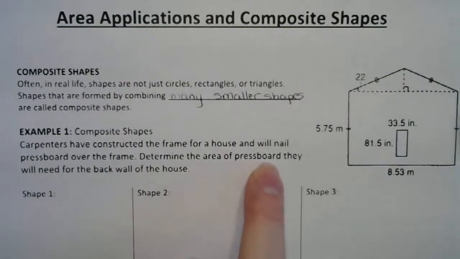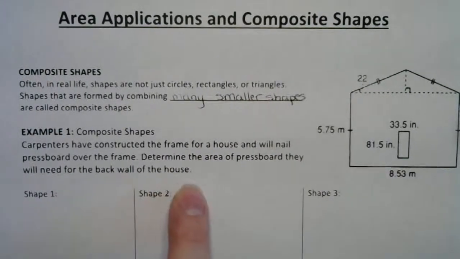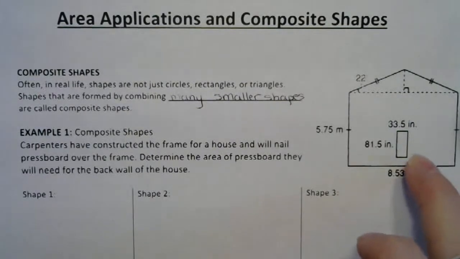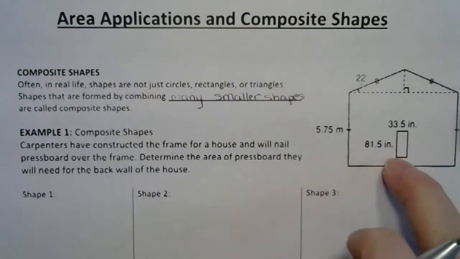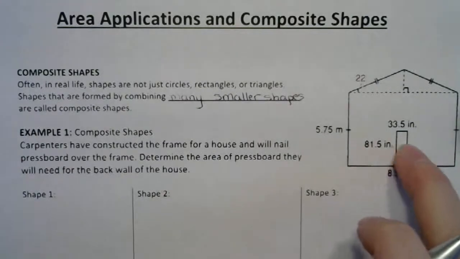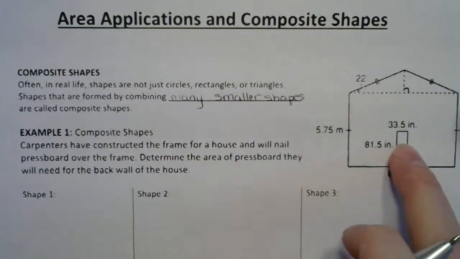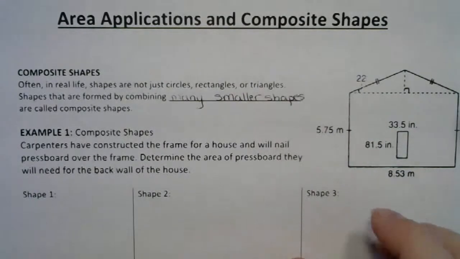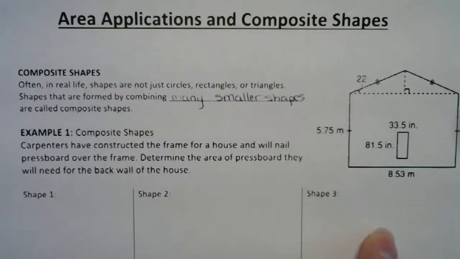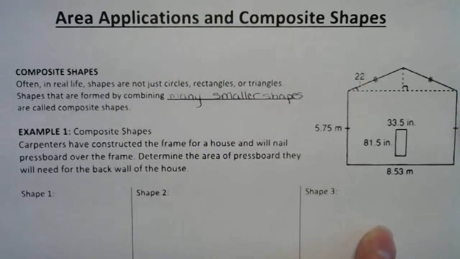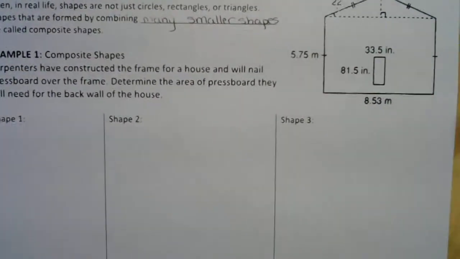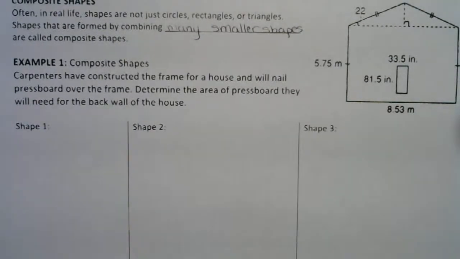So it says determine the area of the press board they would need for the back wall of the house. This is the back wall of the house here, and as you can see, it's got a cutout for a door. We're not going to need the press board for the door, because there's going to end up being a hole there, and we'll put a door in after. So we're going to need to break this shape down into much smaller shapes and determine the areas of them individually before we can actually calculate the total area. Try and leave the diagram in the space right there.